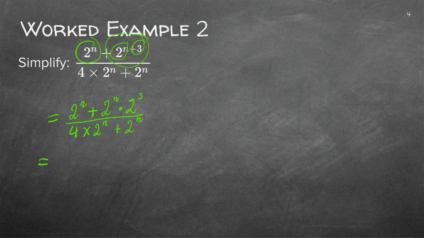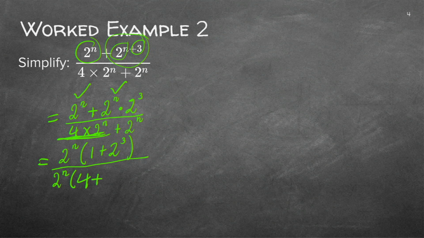Now the next step is looking out for common factors. 2 to the power of n is there and also on the other side. So 2 to the power of n is a common factor. You are left with 1 plus 2 to the power of 3, and you close your brackets. You divide by what is another common factor, 2 to the power of n again. If you remove 2 to the power of n from that, you are left with 4, plus, if you remove 2 to the power of n from this part, you are left with 1.